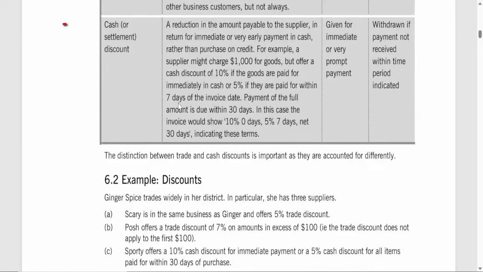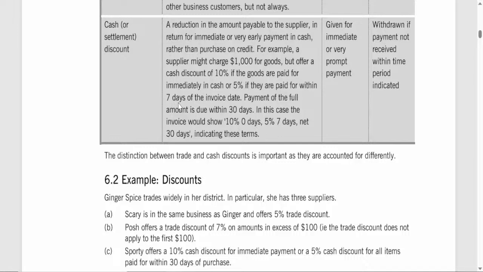2. Cash settlement discount. A cash discount, also called a settlement discount, is offered to encourage the buyer to pay promptly. It's not based on the quantity of goods purchased or on being a loyal customer, but rather on how quickly the payment is made. Suppliers may offer a cash discount to improve their cash flow by receiving money sooner rather than later.